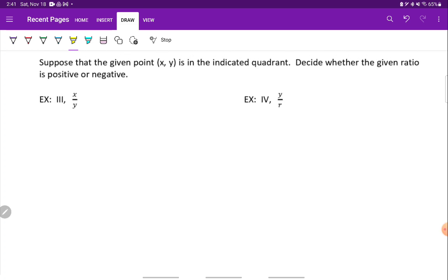The next thing I'd like to do is suppose that a given point is in an indicated quadrant, and I want you to decide whether the ratio that's being asked about is positive or negative. And it'll depend on which quadrant we're in. All right, so we have a point that's in quadrant 3.